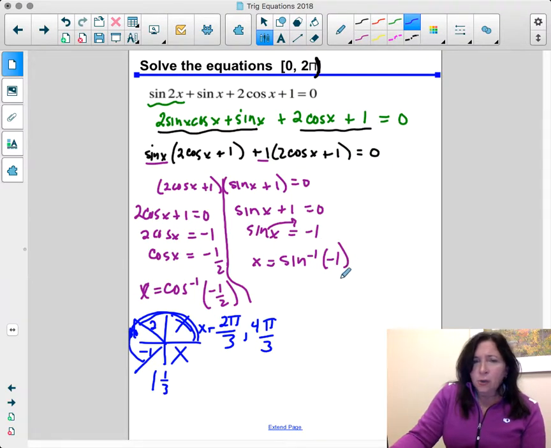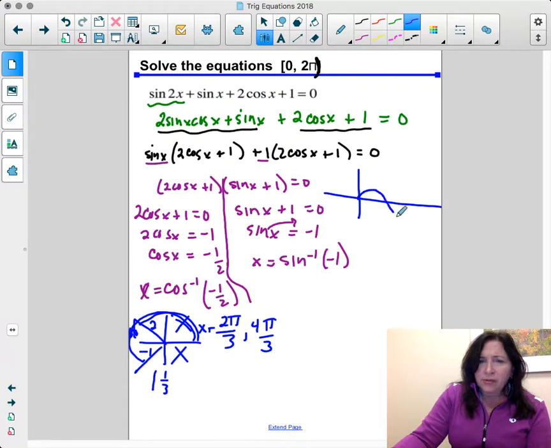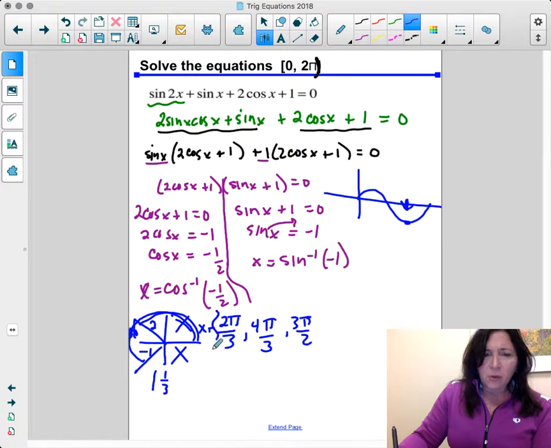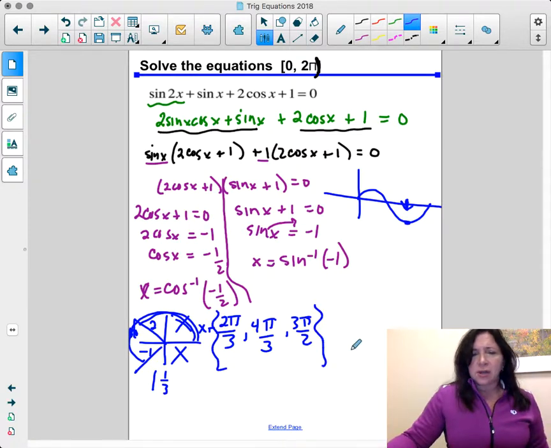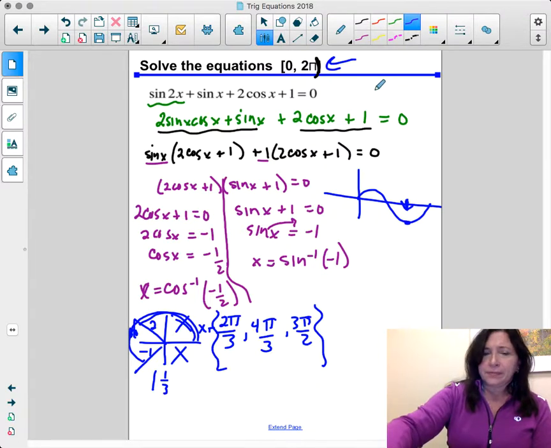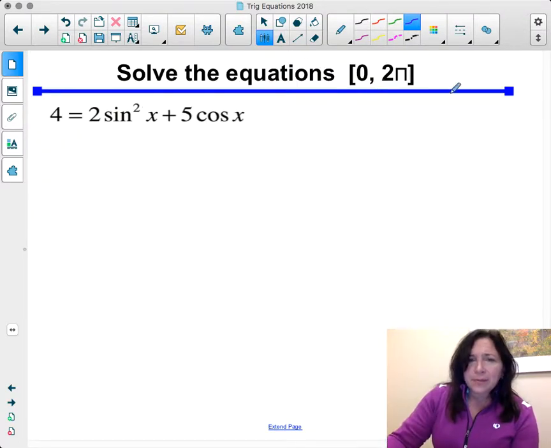And then here, where is sine negative 1? Well, sine, if you remember what a sine wave looks like, it's here. Okay, sine is negative 1 at 3 pi over 2, 3 pi over 2, and that's it. And so what we have here are our solutions within 0 to 2 pi.